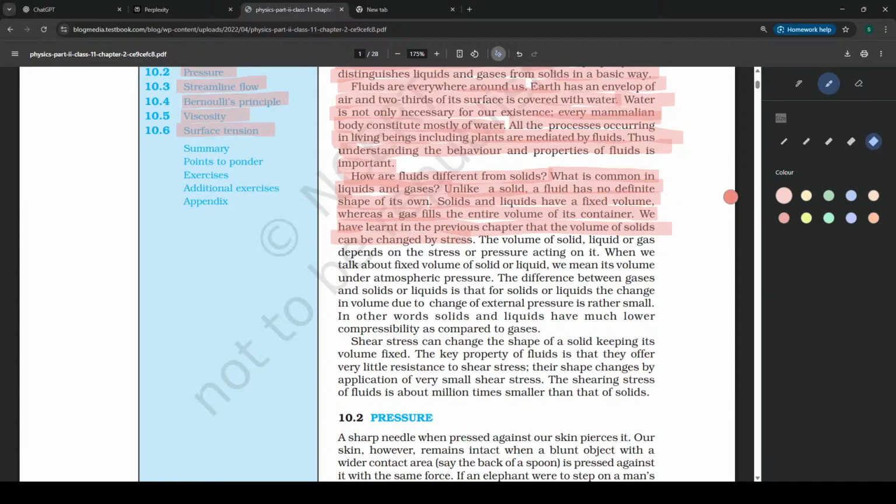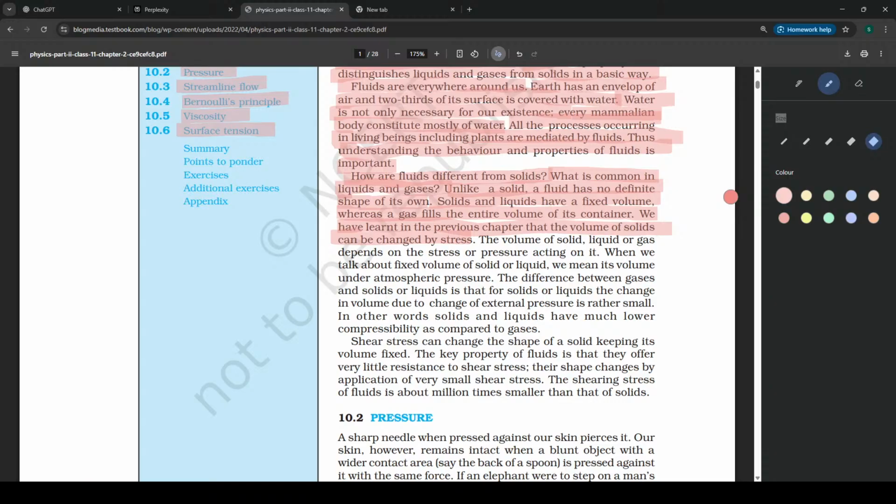Okay, before continuing, let's see what they're saying here first. What is common in liquids and gases, they asked. They are made up of matter. All the gas, liquid, fluid, all are made up of matter, where matter is a constituent of atoms. That is a common thing. And specific properties: a solid has a fixed shape and fixed volume, whereas a gas doesn't have a fixed shape.